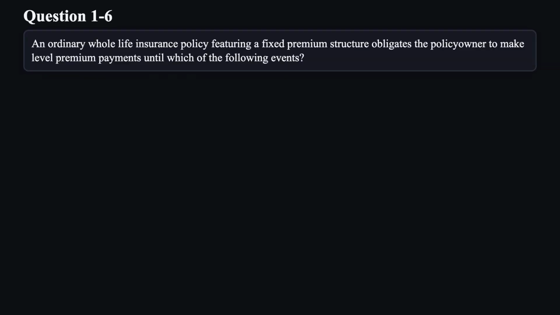Question 6. An ordinary whole life insurance policy featuring a fixed premium structure obligates the policy owner to make level premium payments until which of the following events?